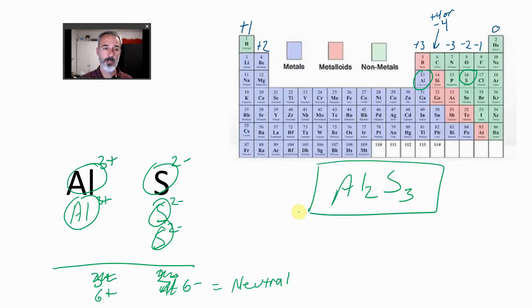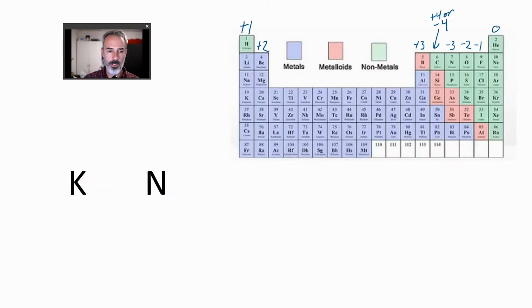There's our finished formula. That is the formula that would form between aluminum and sulfur. Pretty darn good. Let's try this one out. The atoms are right here and right there. I want you to write their charges and write in the formula.